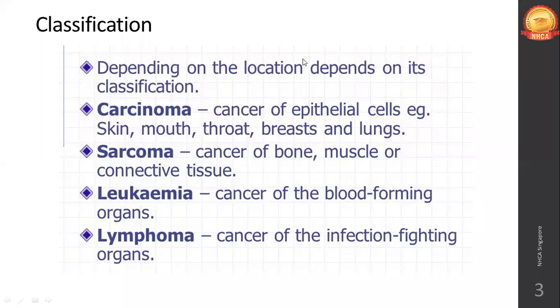Uterus cancer should come under carcinoma. You do not have lymph nodes there, and the uterus is not a blood forming organ. The uterus is not a connective tissue. So usually, based on the sites, regions, and the layers of the uterus affected, it should be carcinoma.